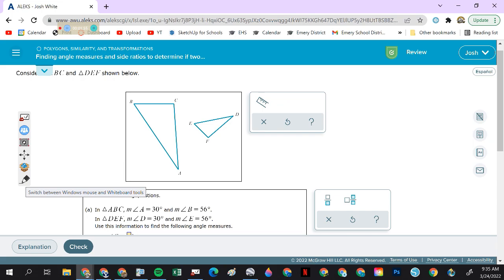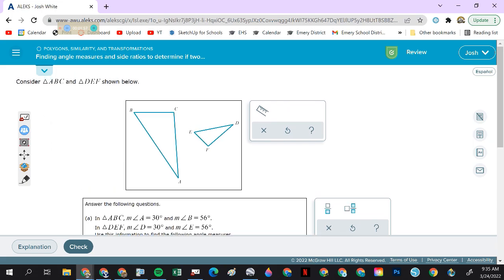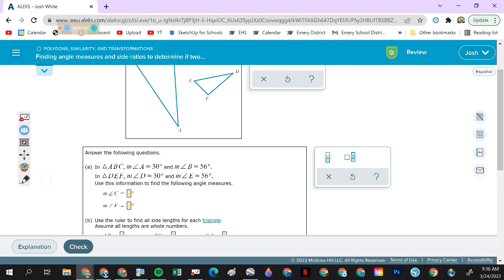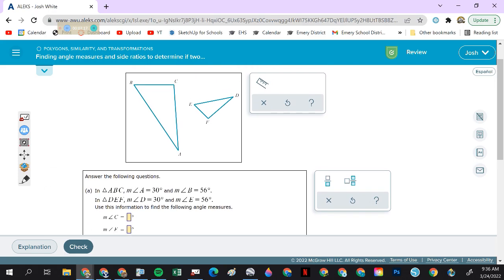All right, this one's a little more complicated. So we have ABC and DEF. And we want to know, in ABC, the measure of A is 30 and B is 56. In DEF, D is 30 and E is 56. Find the remaining information. So we know that A is 30 and D is 30. B is 56 and E is 56.